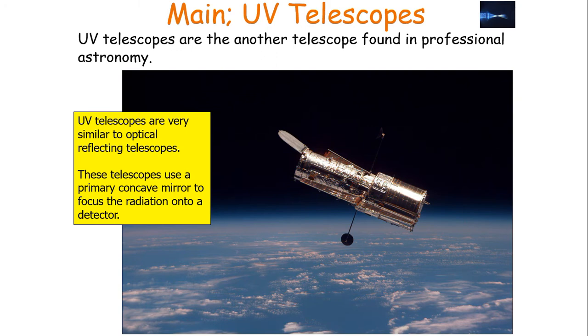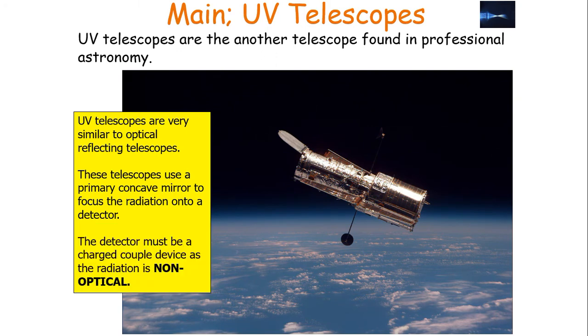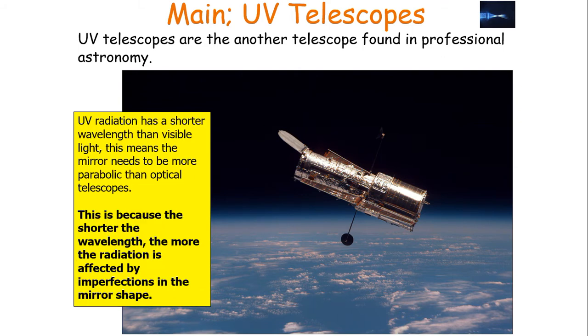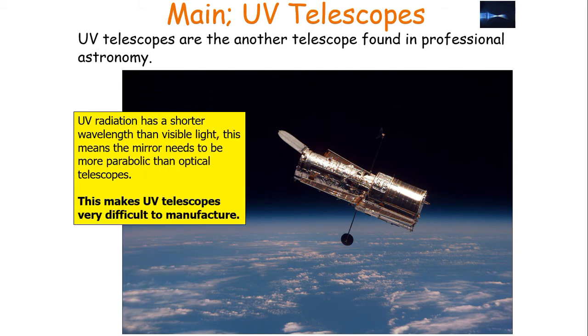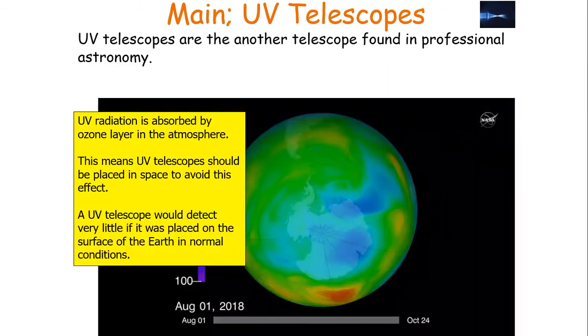These telescopes use a primary concave mirror to focus the radiation onto a detector, and the detector must be a charge-coupled device as the radiation is non-optical. Now, this is quite important, that UV radiation has a shorter wavelength than visible light. This means the mirror needs to be more parabolic than optical telescopes, because the shorter the wavelength, the more the radiation is affected by imperfections in the mirror shape. This means it's very difficult to manufacture UV telescopes.